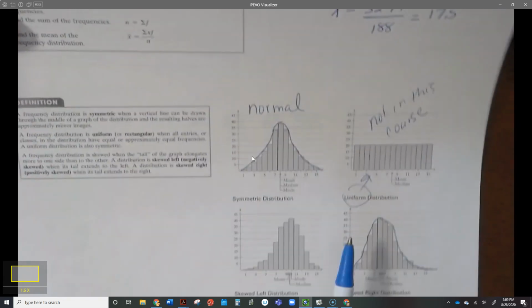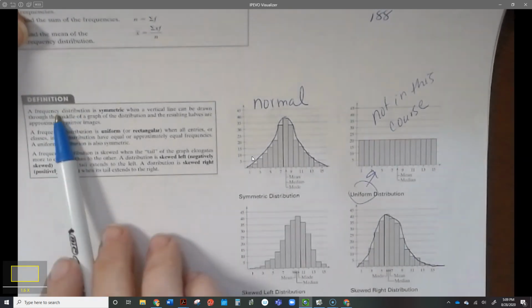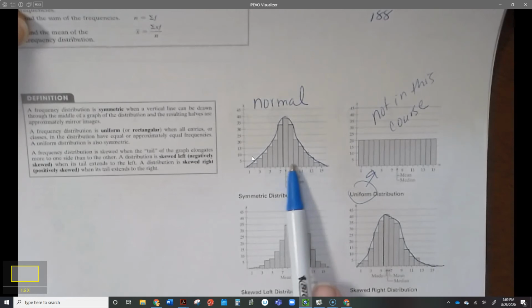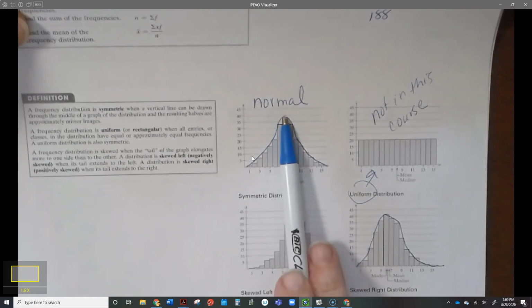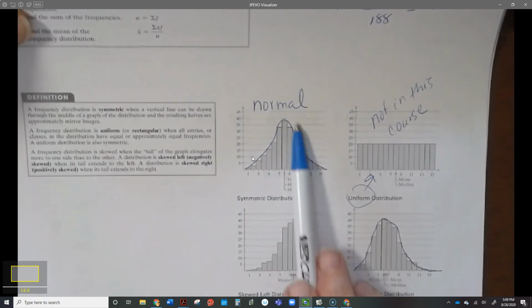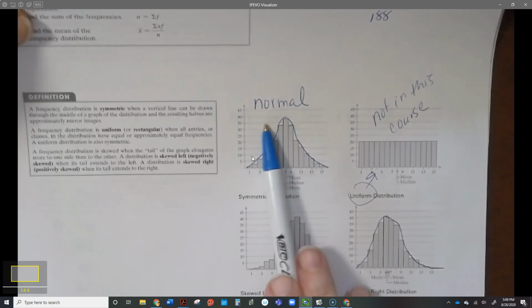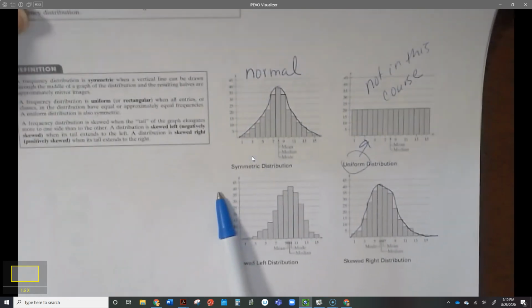These are frequency distributions. This one right here is considered symmetric because the highest point is right in the middle, and then on the left side and on the right side, it gets smaller at the same rate. So it's symmetrical, okay? The left side and the right side look identical.